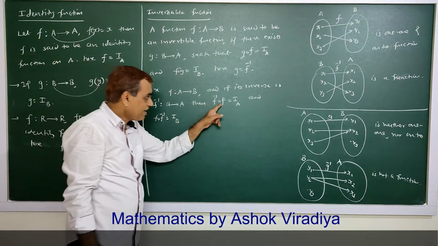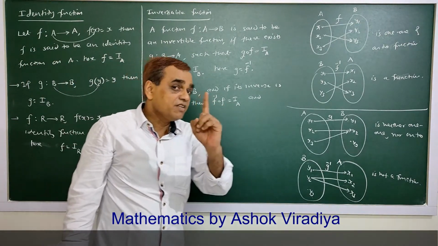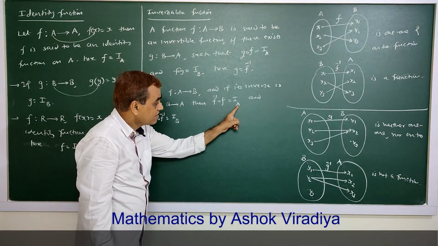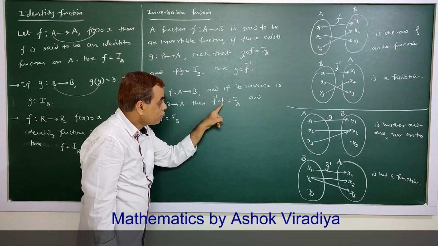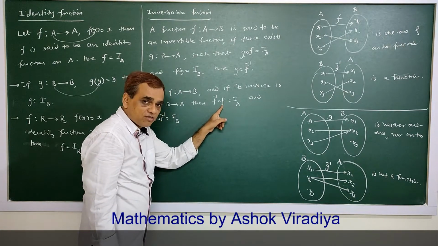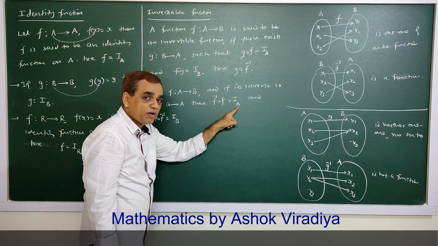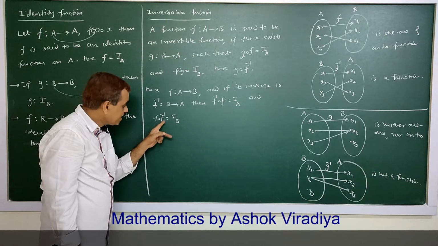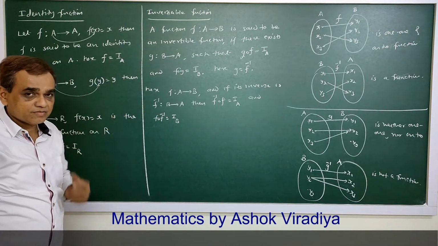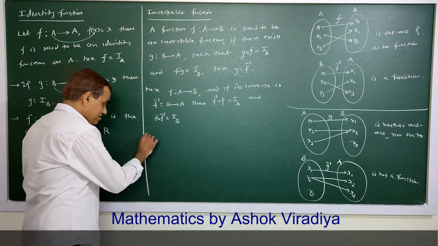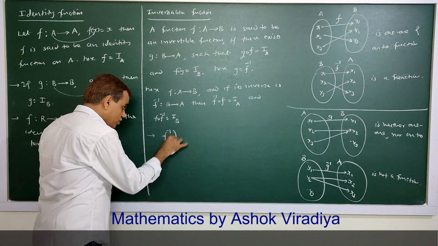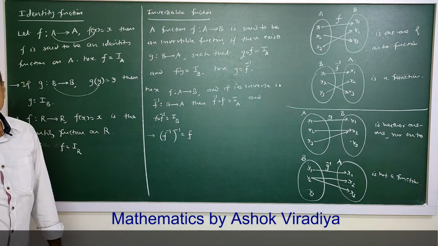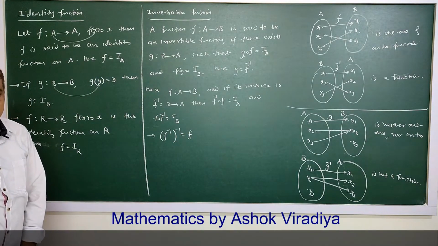So taking the composition of any function with its inverse function, we get the identity function. Identity function on which set? So put here the domain of the first function. The first function is f, so here we keep the domain of f. Here the first function is f inverse, its domain is B. If we take the inverse of the inverse, then we get the function itself. Inverse of inverse is the function itself.